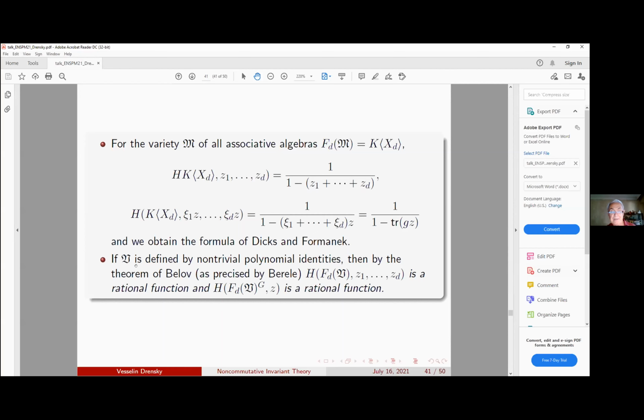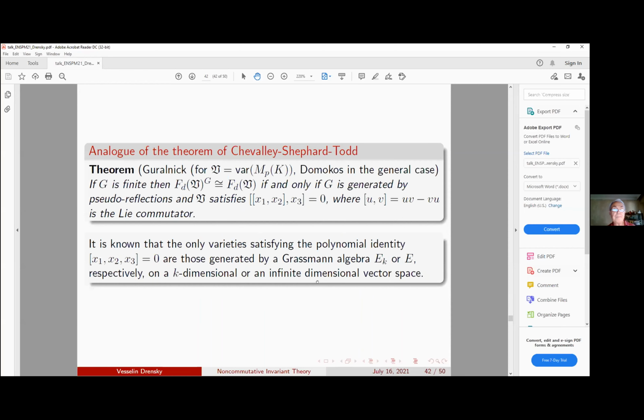In the general case, there is a theorem of Belov. I mentioned that the Hilbert series of the relatively free algebra is a rational function. It has a precise version by Belov that this is a rational function, even if you consider it as a Hilbert series in many variables. And again, you obtain that the Hilbert series of the algebra of invariants is a rational function.